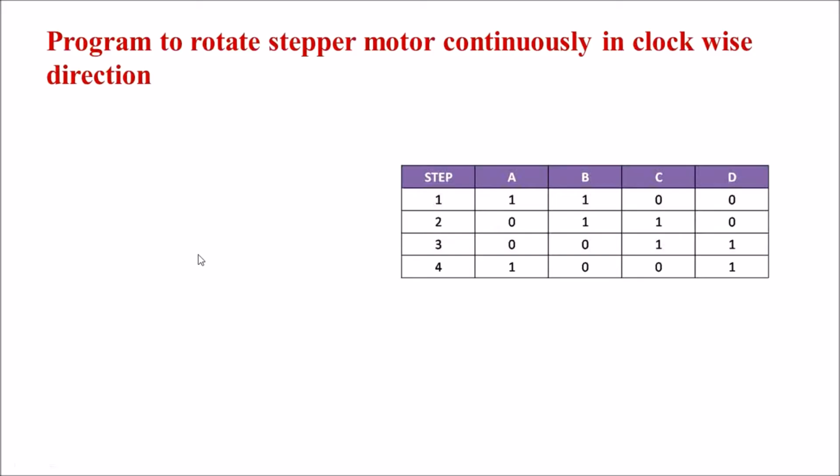Here is the assembly language program to rotate the stepper motor continuously in clockwise direction. Here I have used a full step sequence. So this sequence we can convert into hex. For the first sequence, if we convert it into hex, we'll get the value 0CH.